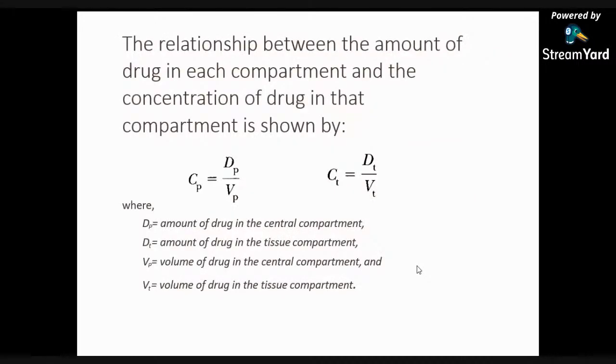So the next part is the relationship between the amount of drug in each compartment and the concentration of drug in that compartment. It is shown by Cp, the plasma concentration, is equal to Dp upon Vp and Ct is equal to Dt upon Vt, where Dp is the amount of drug in the central compartment and Dt is the amount of drug in the tissue compartment, and Vp is the volume of the drug in the central compartment and Vt is the volume of drug in the tissue compartment.